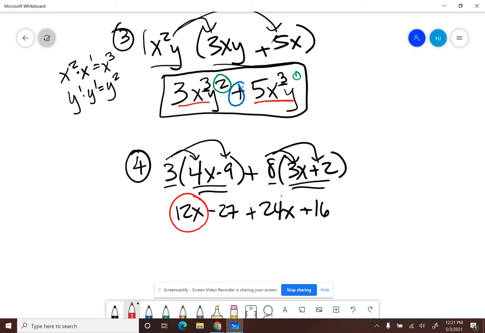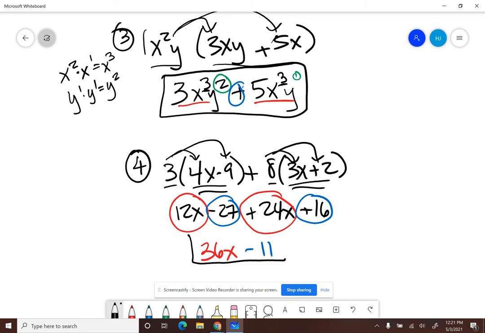We have a 12x here. We've got a positive 24x here. So that would make 36x. And then here I have a negative 27 and a positive 16. So that would in fact be negative 11. So this would be my final answer with all my like terms combined.